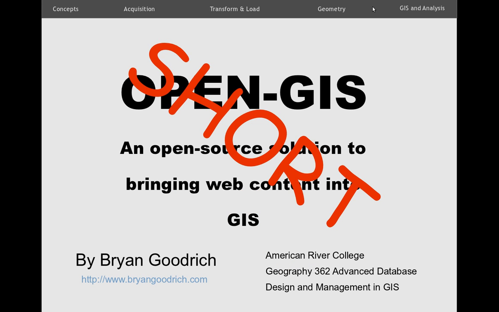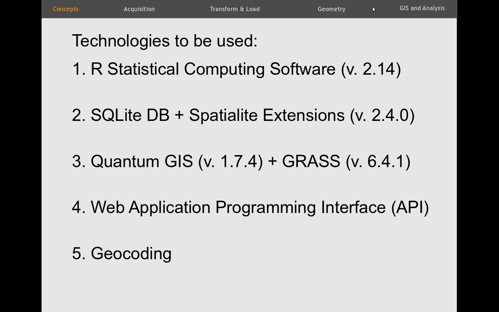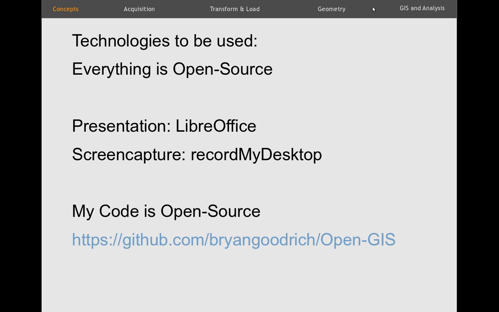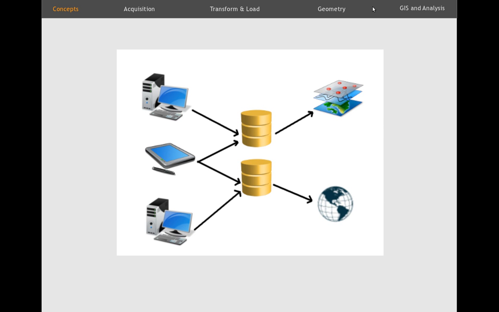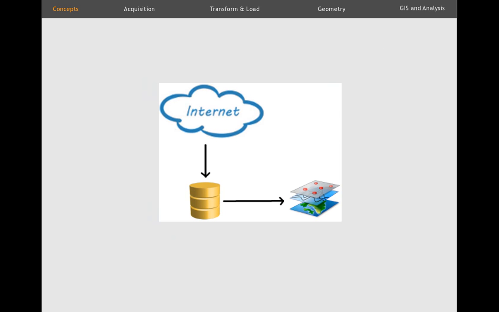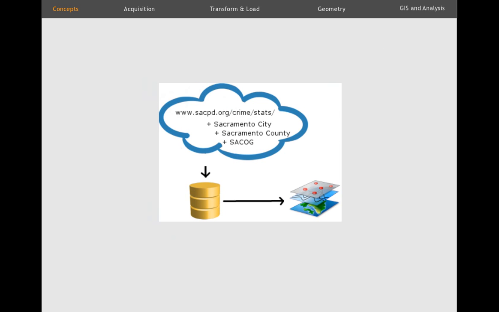Open-GIS, short edition. We're going to use a lot of different technologies. They're all open source. My code's available at GitHub. And this is the typical workflow we might expect, where people enter data through computers, maybe GPS devices, then the servers serve it up to the internet, maybe GPS applications. I'm going to take one branch of that and focus on grabbing stuff from the internet, these websites specifically, and serve it up to a GIS.